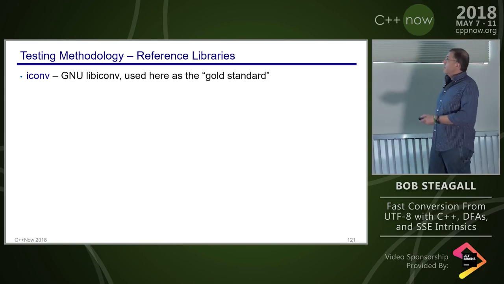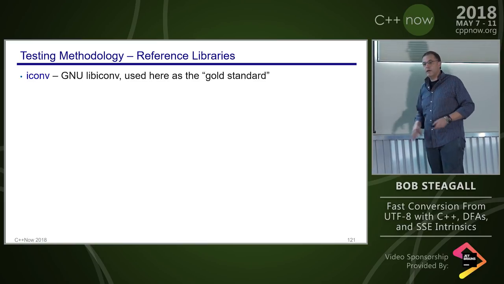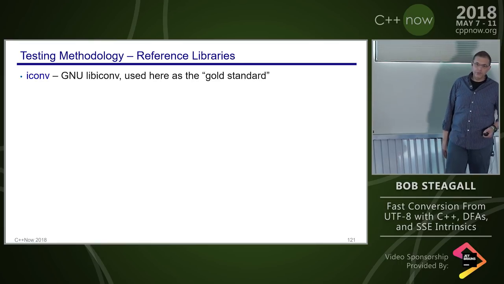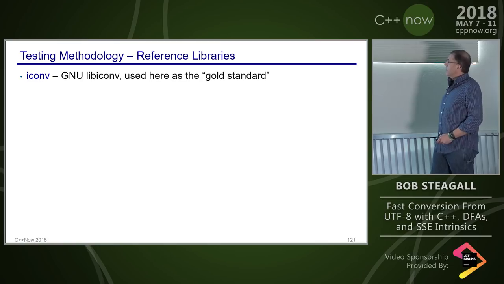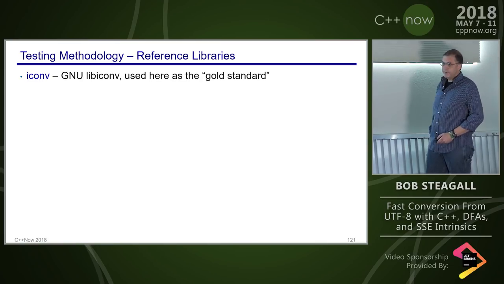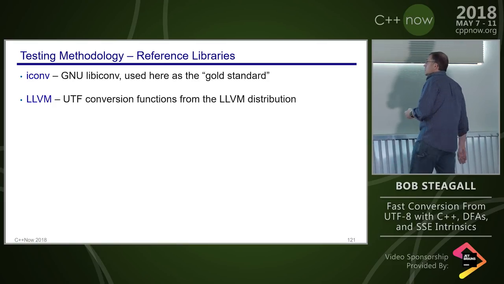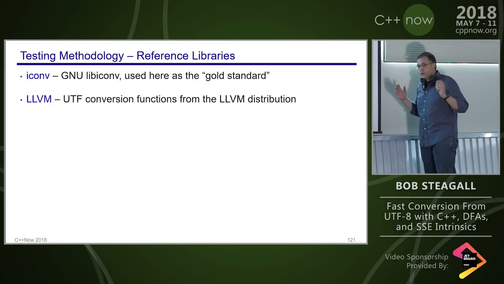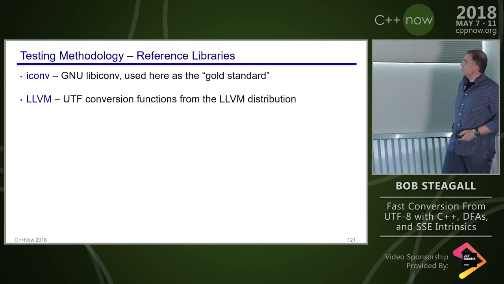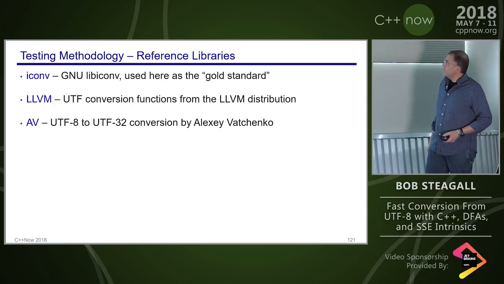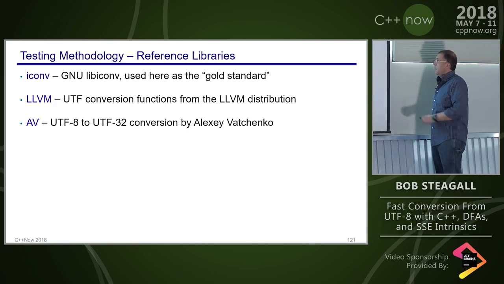And a little more about the libraries. Iconv, this is libiconv from GNU. I'm using it here as the gold standard because it's kind of universal. It works on anything. It has a lot more transformations and encodings in it than just UTF-8 or UTF. LLVM, these are the UTF conversion functions which I took directly out of the LLVM distribution. They are exactly the same source code. AV, this is a UTF-8 to UTF-32 conversion function that's written by a gentleman named Alexey Vatchenko.